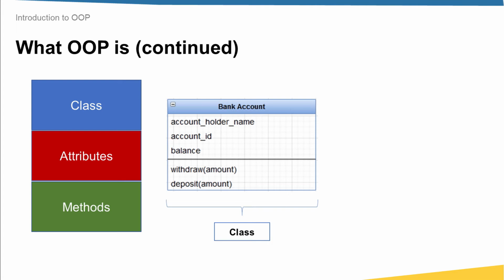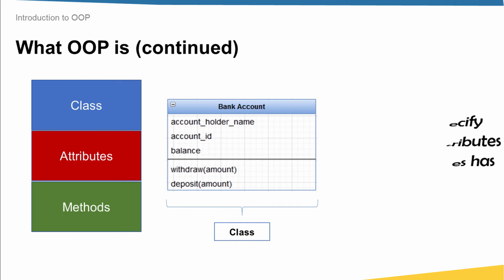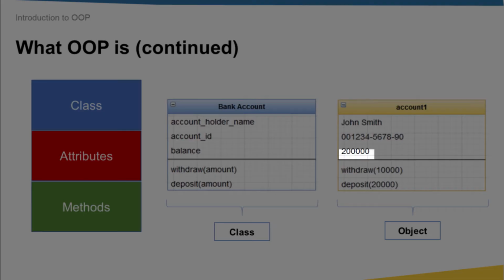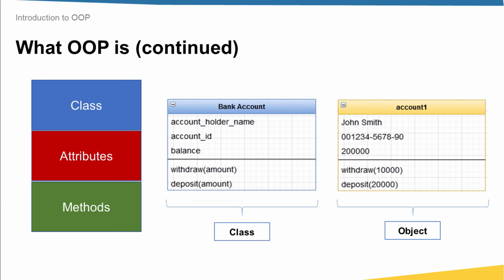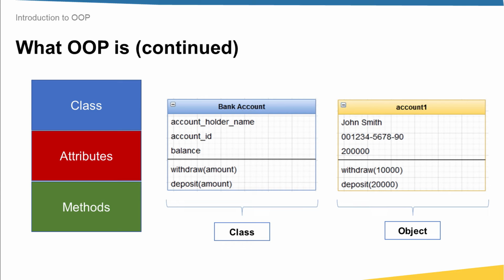But here, when we define an instance or an object from a class, we have to specify values for the attributes that this data type has. So for example, for account holder name, when I define an object, I'll say John Smith, which is an actual value for this attribute. Also for account ID, I'll give an ID, and for the balance in this case, I assume just 200,000. Once I have an object from this data type, now I can use actions on it. For example, I can withdraw some money from my account, or I can deposit some money into my account. And in this case, I have to use the methods or functions withdraw and deposit.